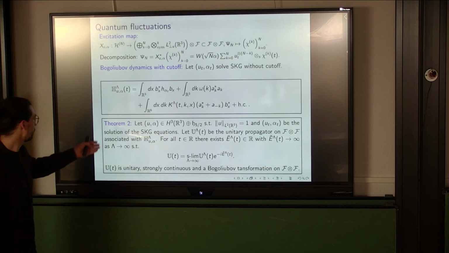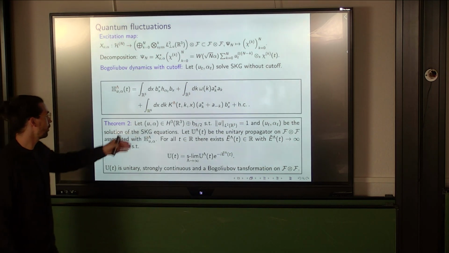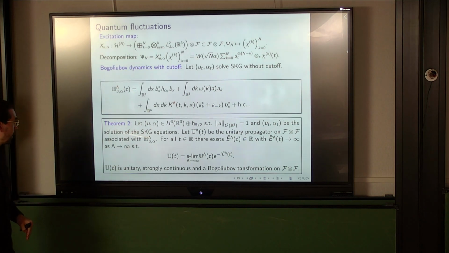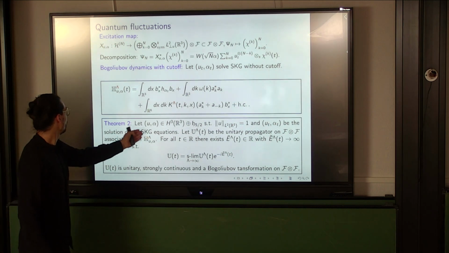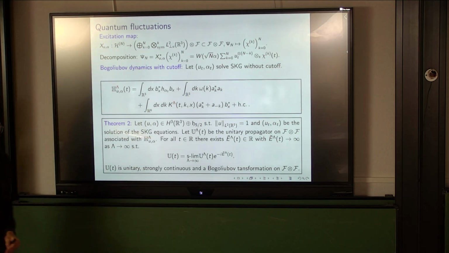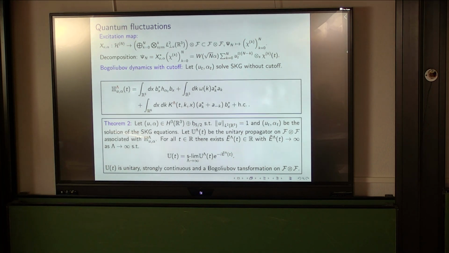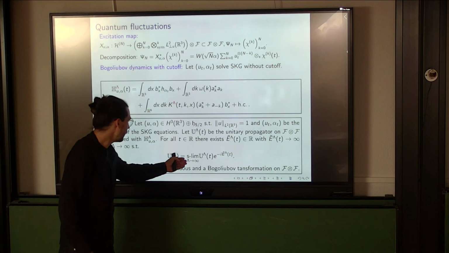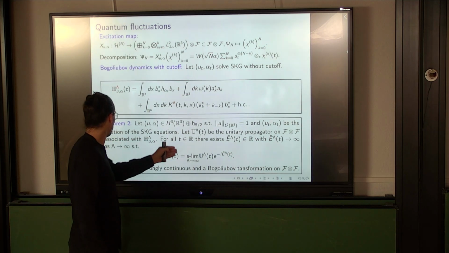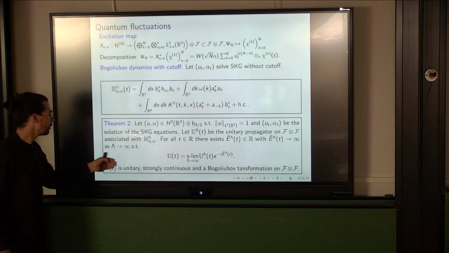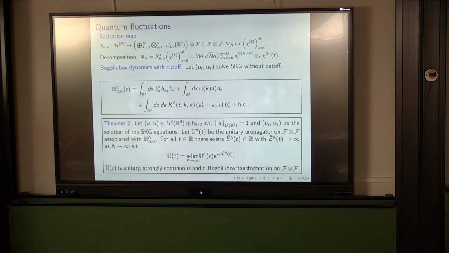Namely, if we again look at a solution of the Schrödinger-Klein-Gordon equations with the same initial data, and we denote by u lambda t the unitary propagator generated by this Hamiltonian with cutoff, then we can show that there exists a time-dependent and cutoff-parameter-dependent constant, such that if we take the strong limit of the cutoff parameter time evolution and subtract the constant from before, then we get an evolution which is unitary, strongly continuous in t, and a Bogoliubov transformation. And yes?